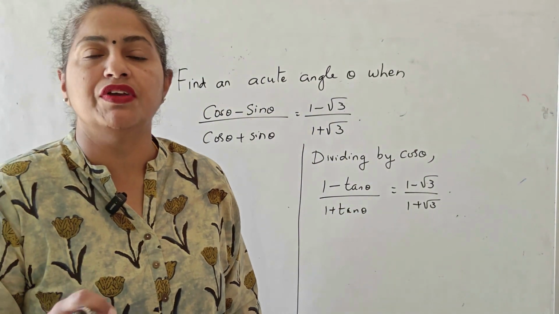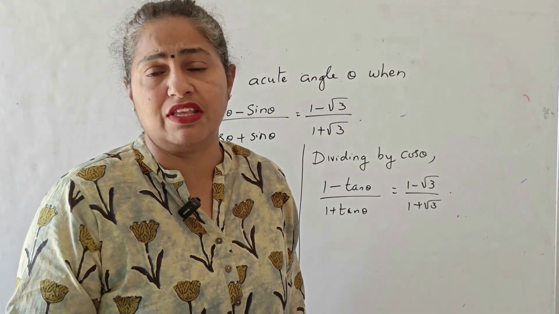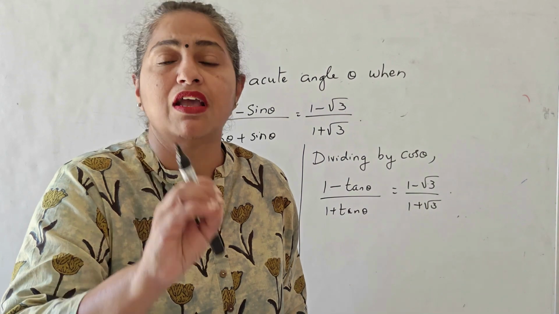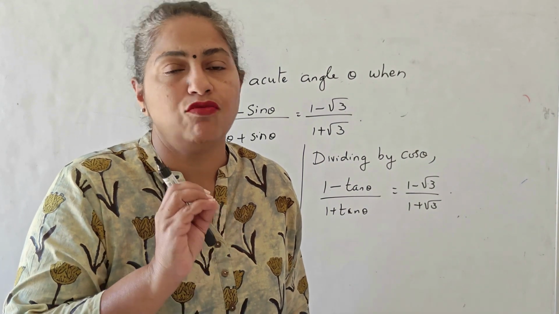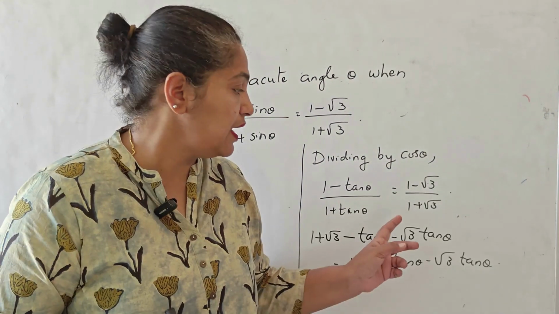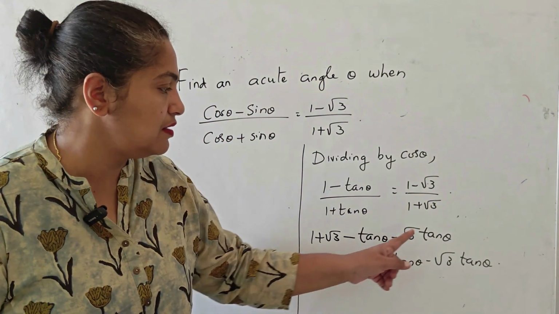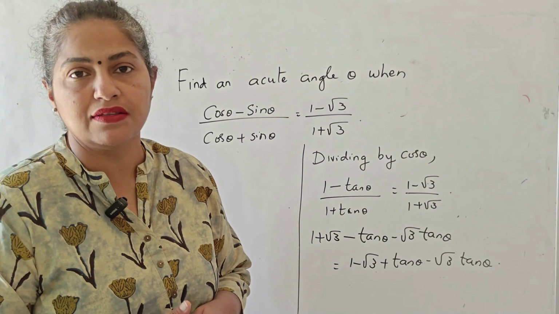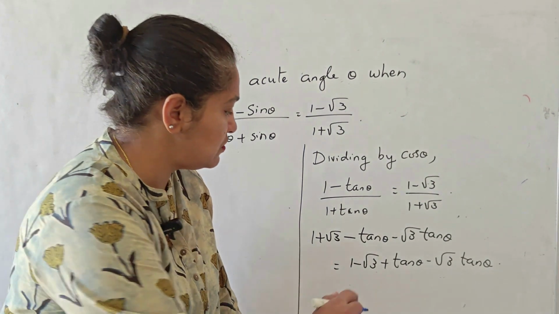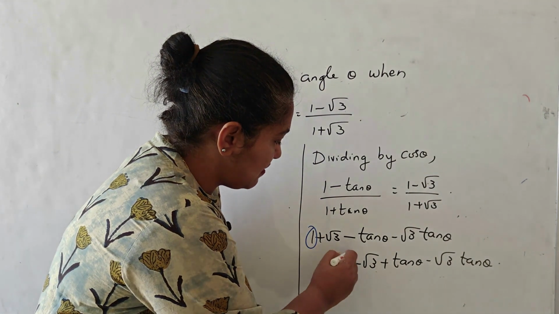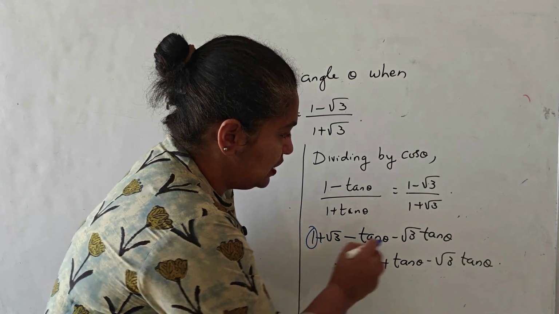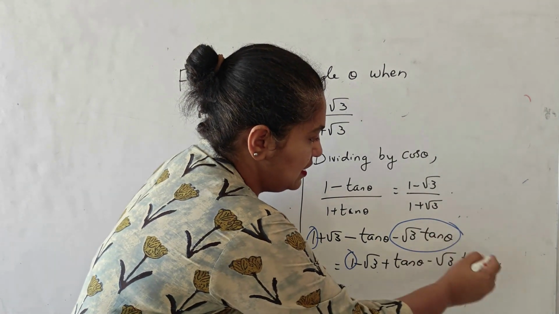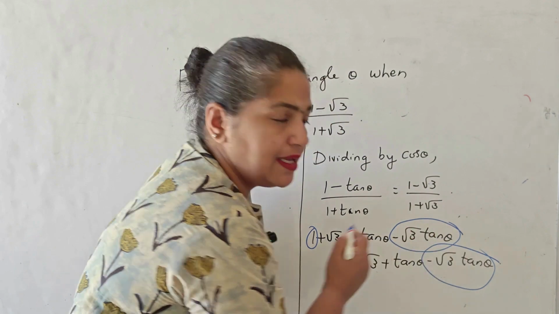Now how do you solve it? You don't have to go for rationalizing or anything. Just basic cross multiplying. So let us see what we are getting. Here I have cross multiplied and this is what we are getting. Now you can see that LHS and the RHS contain the same terms. So here you have a 1 and 1 get cancelled. Now minus root 3 tan theta and minus root 3 tan theta get cancelled.